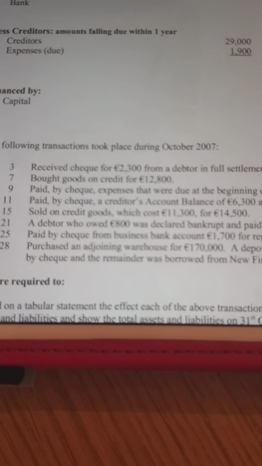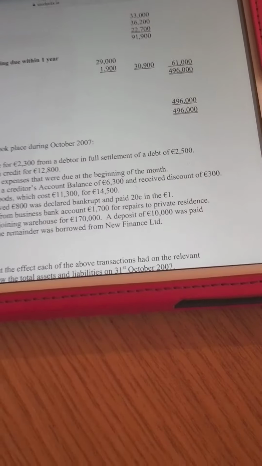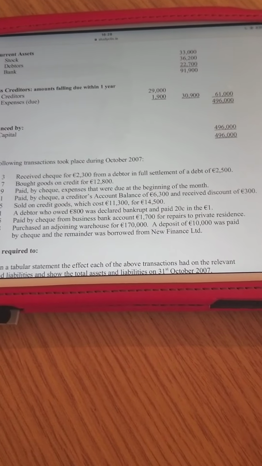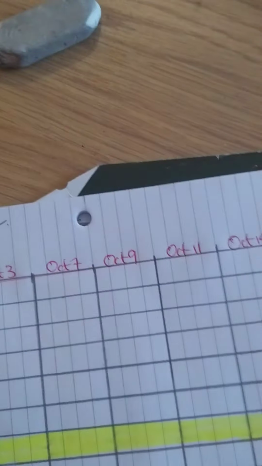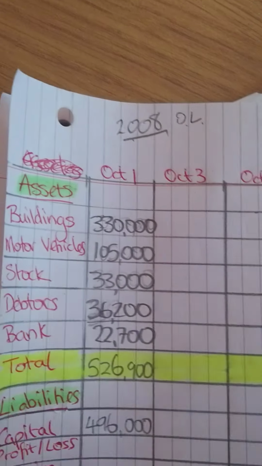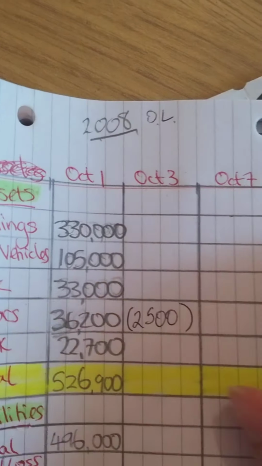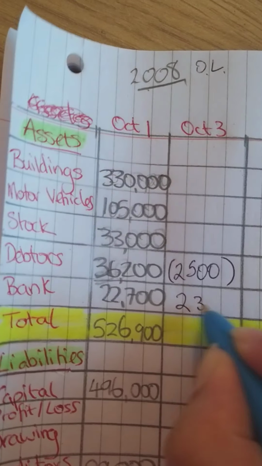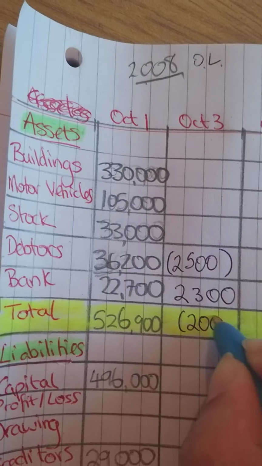so off we go. First thing it says, October the 3rd, received cheque for 2,300 from a debtor in full settlement of a debt of 2,500. Okay, so how much of a discount have we given them? We've given them 200 discount. All right, so over we go, and we put in our debtors. Okay, they no longer owe us the 2,500, so that's reducing our debtors. And then our bank is positive 2,300 because that's what they paid us. So that leaves us with a negative 200.